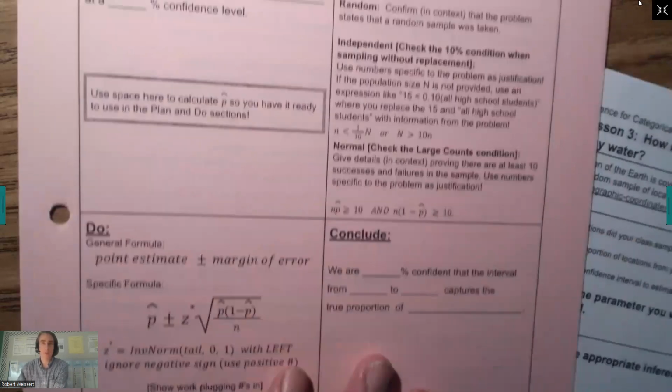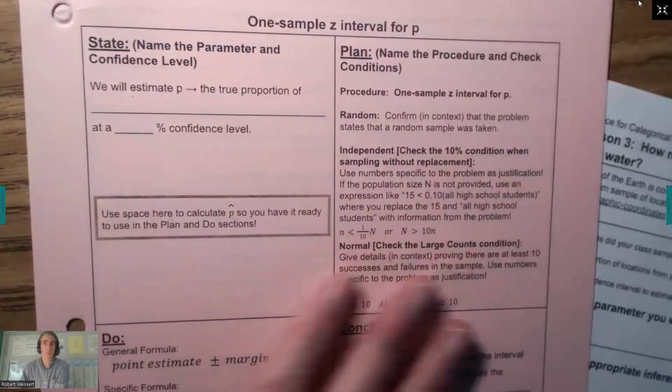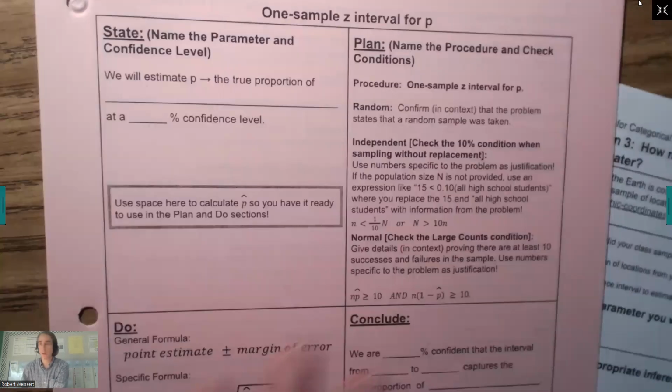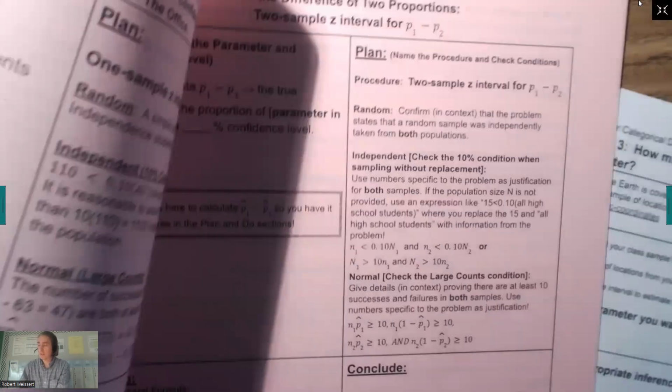So that's the template we're going to be using for all of our inference procedures, and throughout this unit, we'll be using this template: state, plan, do, conclude. So we want to get used to that now. If you want to look on the back side, there is an example of it.